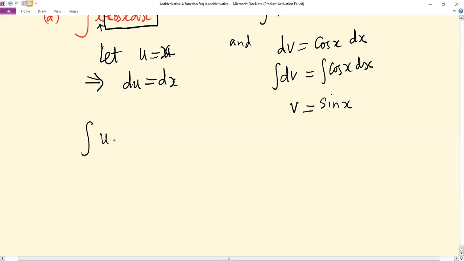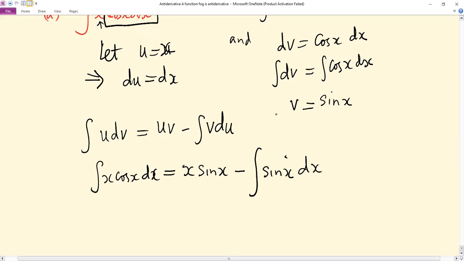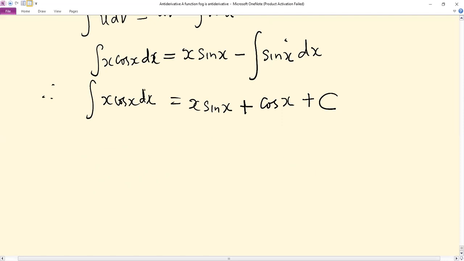So therefore, the integral of u dv equals uv minus the integral of v du. So the integral of x cos x dx will be uv, u is x, v is sine x, minus the integral of v du. So v is this, du is dx. And you see the integral of a sine function can easily be obtained. So this will be x sine x, and then the integral of sine is minus cos. So minus minus is plus cos x, and then you add the constant of integration. So therefore the integral of x cos x dx is x sine x plus cos x plus c.